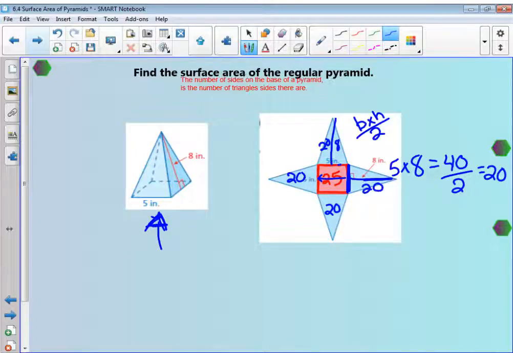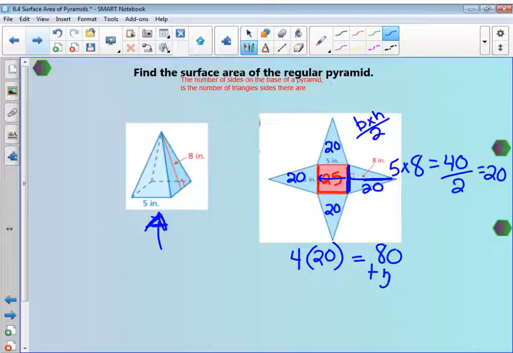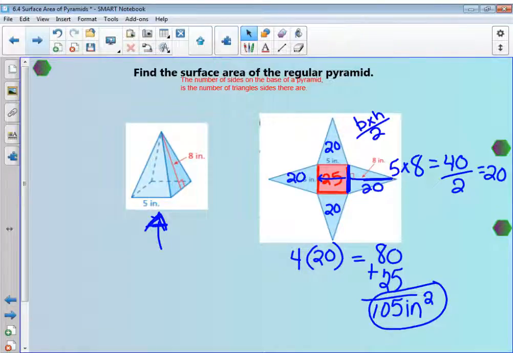Okay, final step is to add all of our things together. On this one, I'm going to erase this so that you don't think that's one of my other numbers. So I have 4 20s. Just to make it faster, I'm going to go 4 times 20 because those are all the same, which is going to give me 80. And then I have my base, which was 25. When I add those together, I get 105. Dimensions are in inches, and this is surface area, so it's squared. So 105 inches squared for this pyramid.